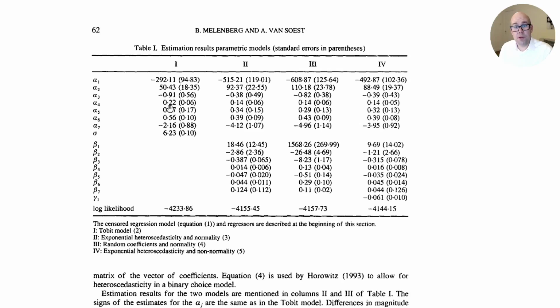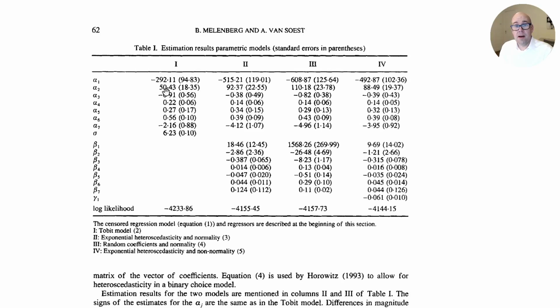So you take these 0.22 and add 2 times 0.06 and subtract 2 times 0.06, and do this for this and this number as well. Then you will see that to a large extent these confidence intervals are actually overlapping.